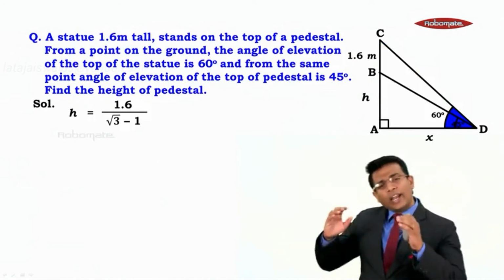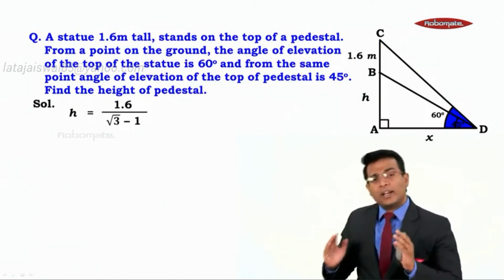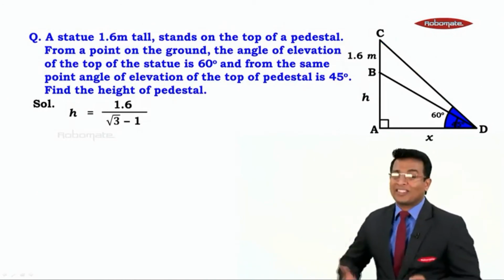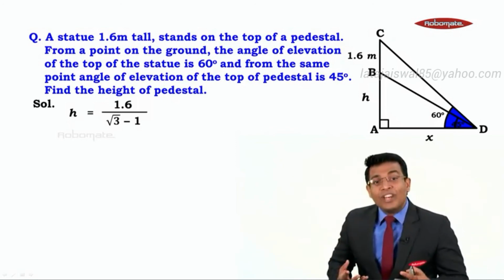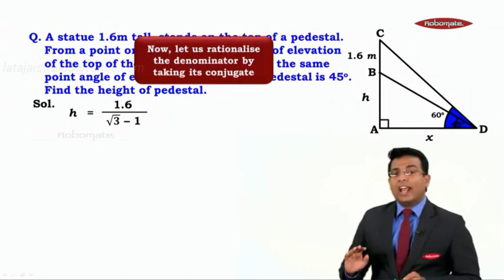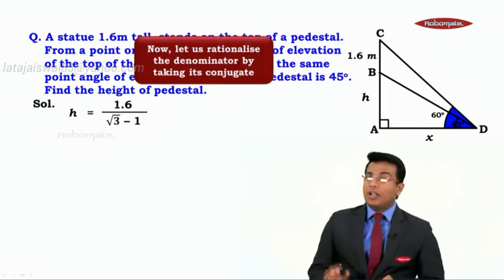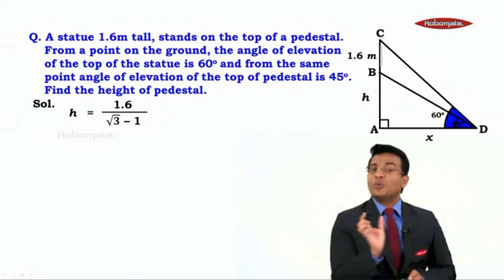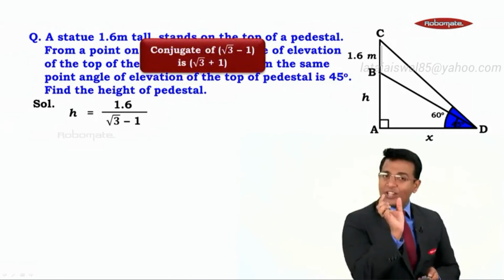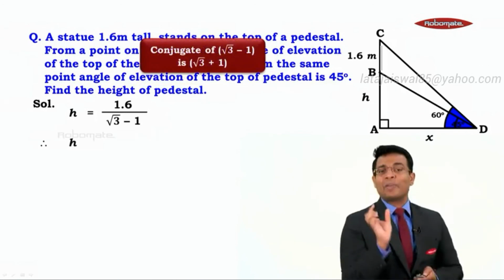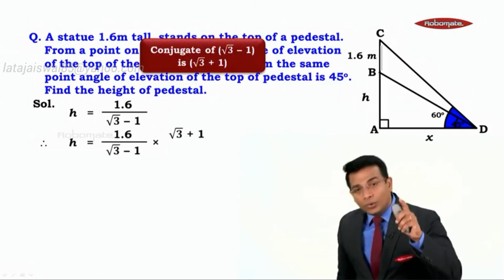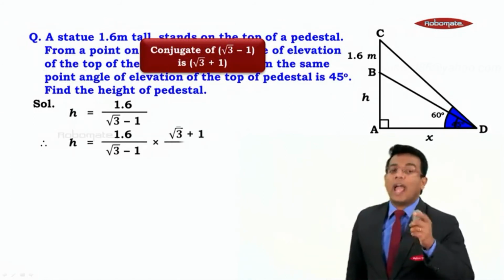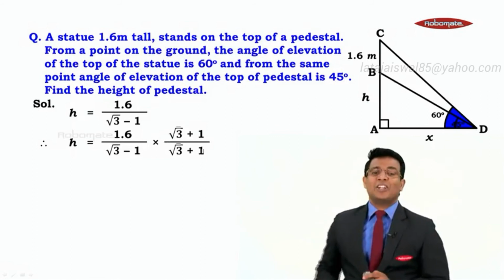When you look at this fraction, the denominator is an irrational number, so we need to rationalize it. It's a binomial quadratic surd, so to rationalize it, we need to take its conjugate. The conjugate of root 3 minus 1 is root 3 plus 1. So multiply that in the numerator and in the denominator. We get 1.6 upon root 3 minus 1, into root 3 plus 1 in the numerator and root 3 plus 1 in the denominator.